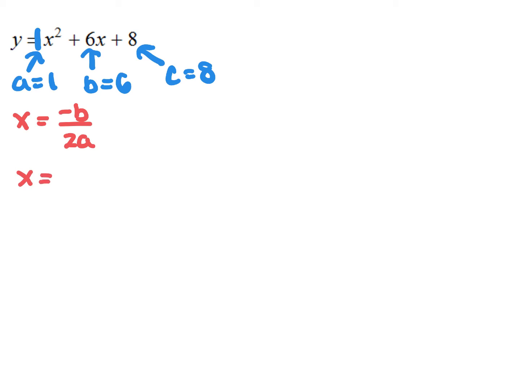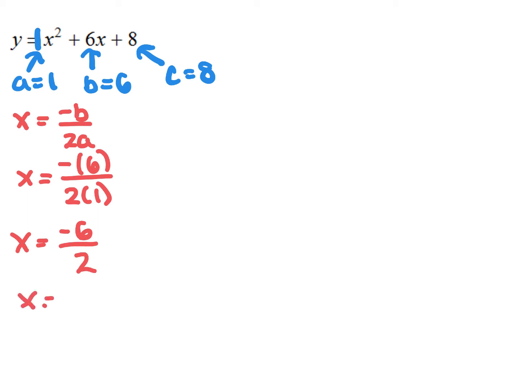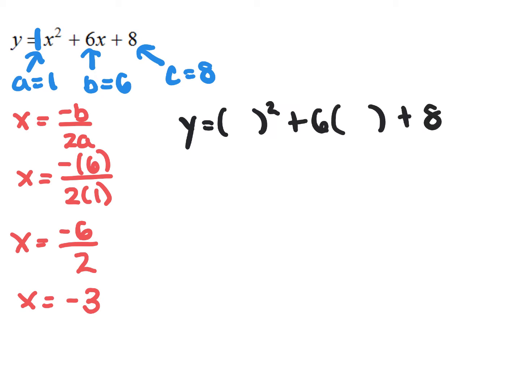So x equals negative times 6 over 2 times 1. If I multiply, you'll get negative 6 over 2. So x equals negative 3. Now we're going to plug that into the original equation. So our original equation was y equals x squared plus 6 times x plus 8. So I substitute the x in. So I'll get negative 3 squared plus 6 times negative 3 plus 8.